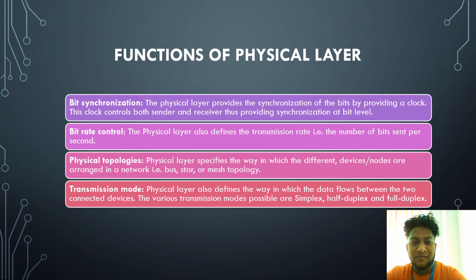Functions of the physical layer. Bit synchronization: the physical layer provides the synchronization of the bits by providing a clock. This clock controls both sender and receiver, thus providing synchronization at bit level. Bit rate control: the physical layer also defines the transmission rate, the number of bits per second. Physical topologies: the physical layer specifies the way in which different device nodes are arranged in a network, such as bus, star, or mesh topology. Transmission mode: the physical layer also defines the way in which the data flows between the two connected devices. The various transmission modes possible are simplex, half duplex, and full duplex.